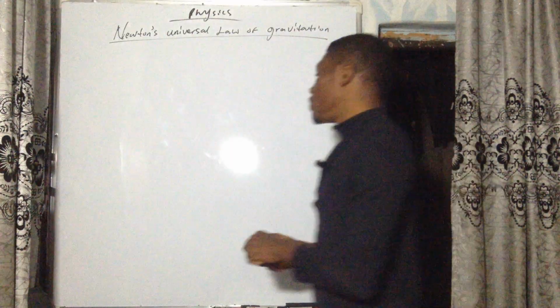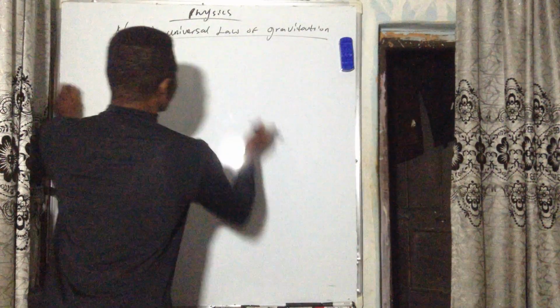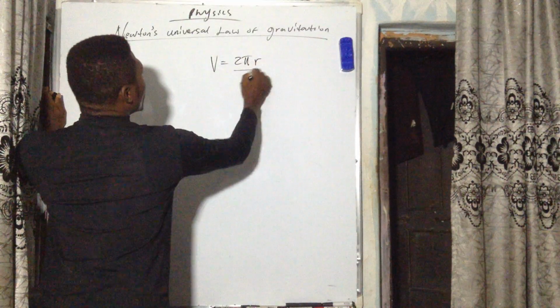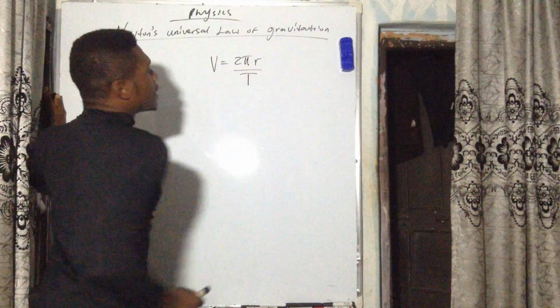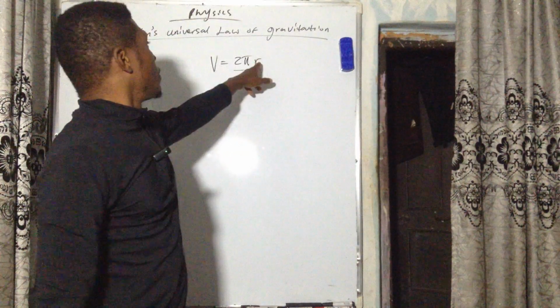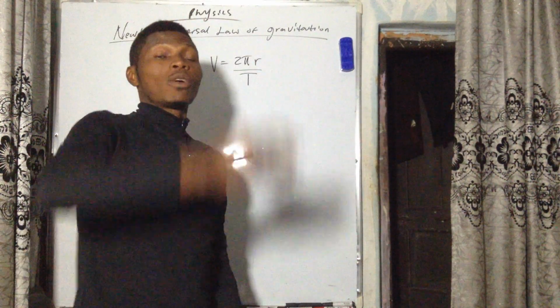So you know that velocity can also be given as V equal to 2 pi r all over T. This capital letter T is the period, okay? This r is the radius of the orbit.